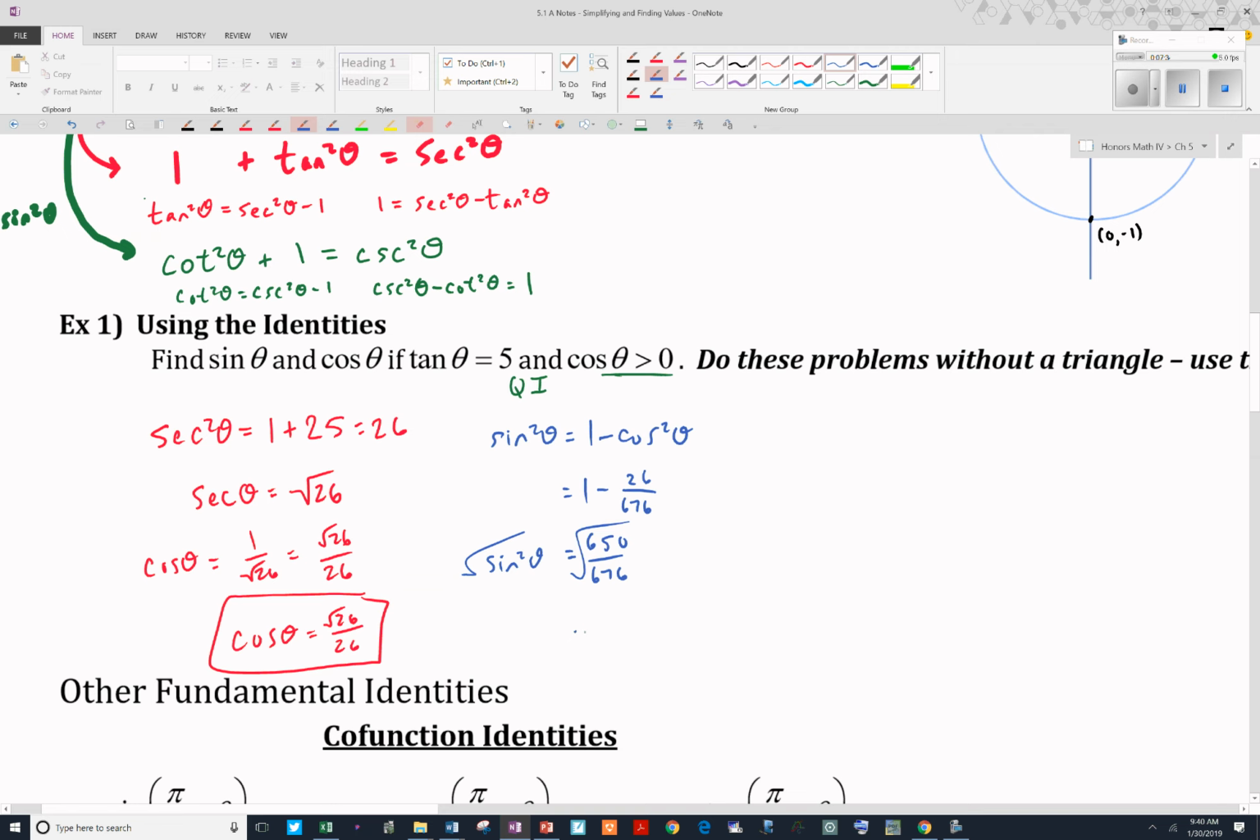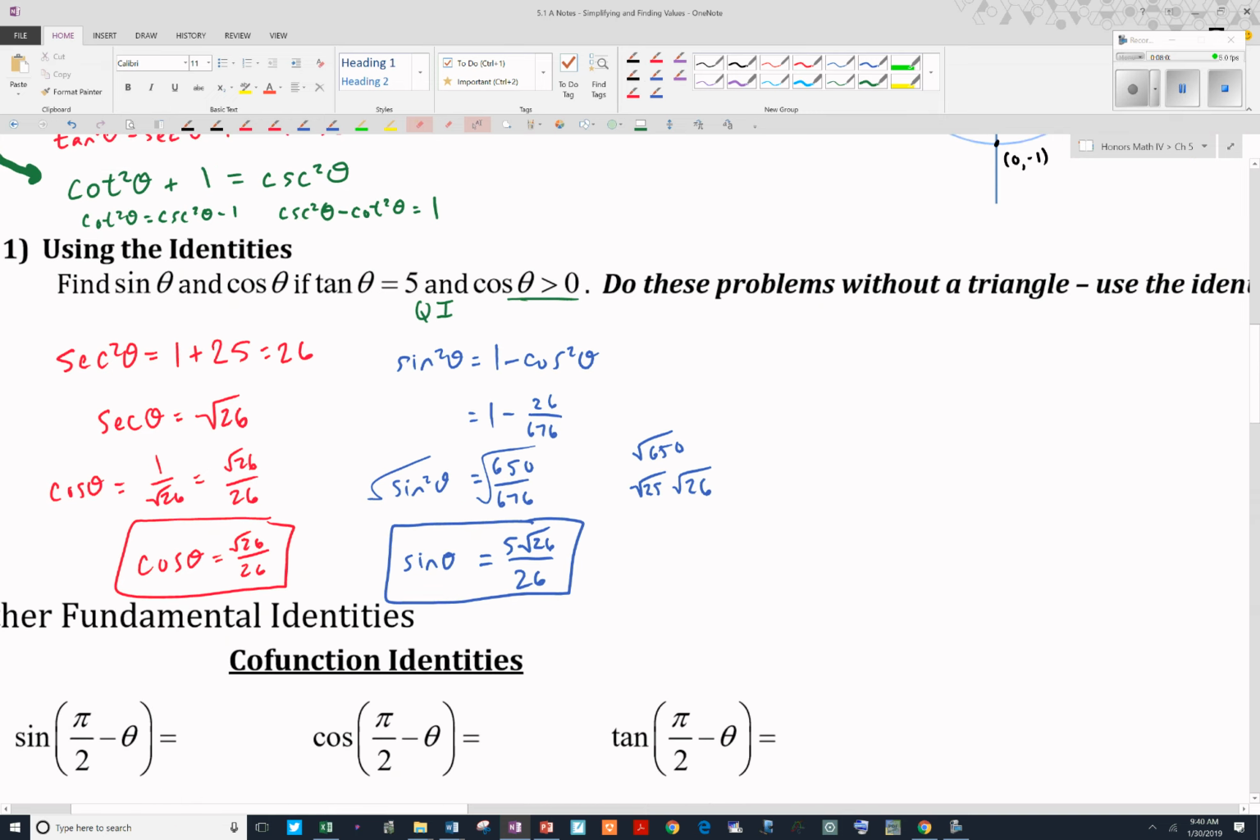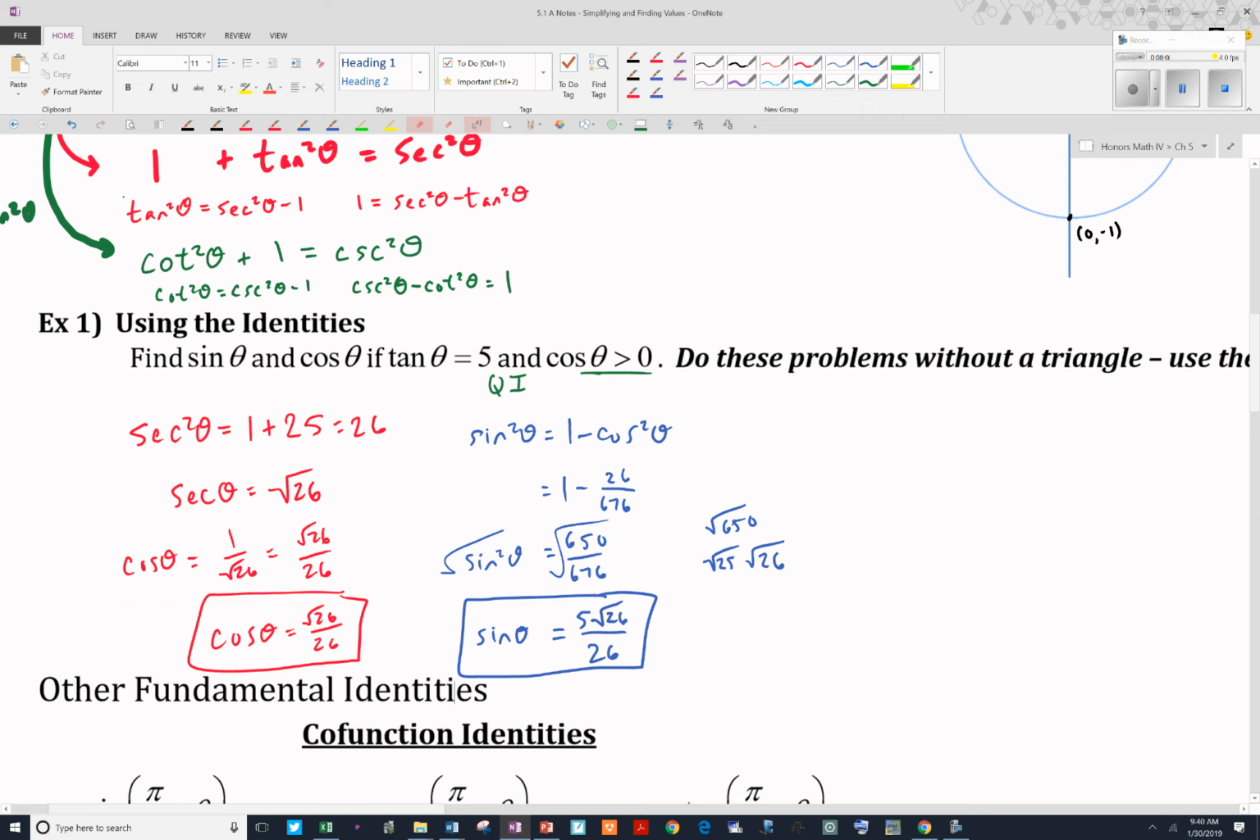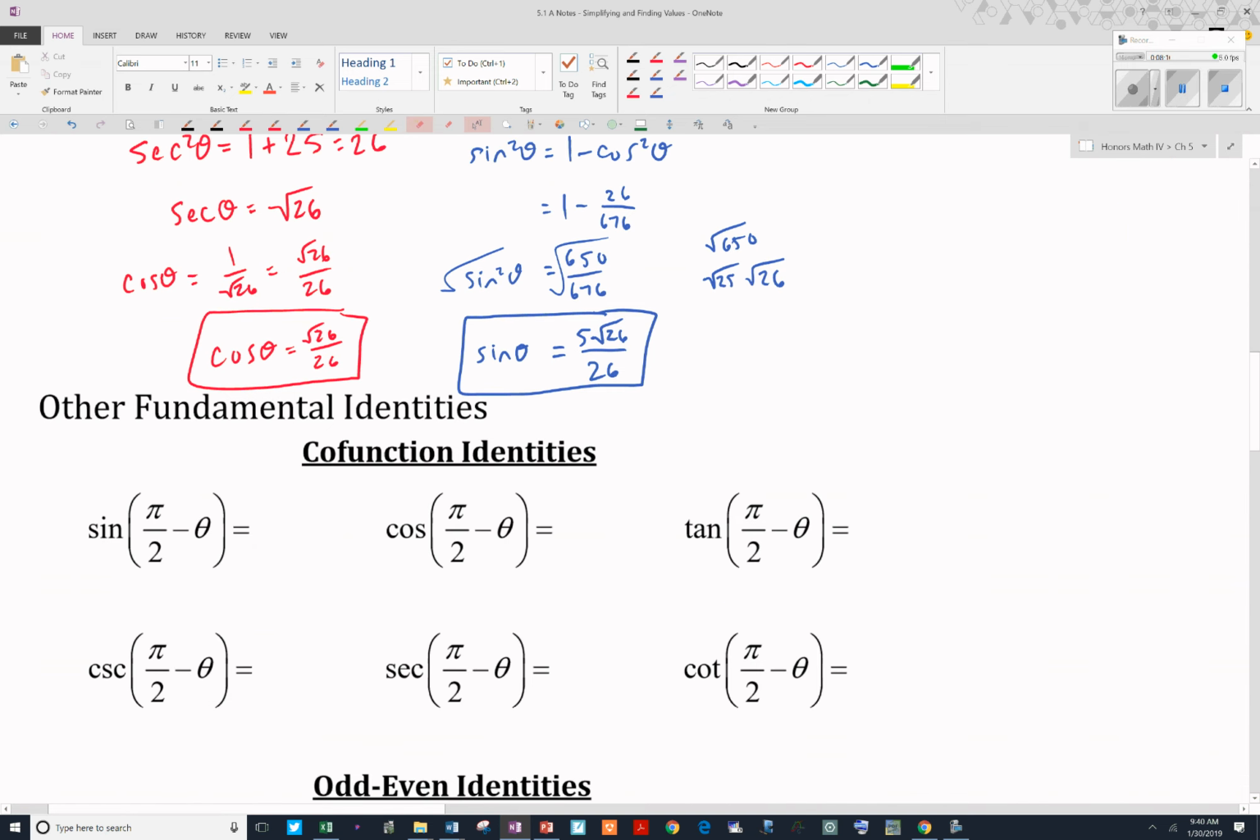So the square root of 676, that's pretty easy. That's 26. And 650, I'm just going to come over here real quick and simplify that radical. 650, we know 25 goes into it. I think it goes in 26 times. And 26 doesn't have any perfect squares in it, so we're good to go there. So this is going to be 5 square roots of 26 over 26. That is our sine value. All right, so both are positive. At the end of the problem, make sure that you get your positives and negatives correct. We said it's in quadrant 1, so that was a pretty straightforward one. They're both going to be positive.